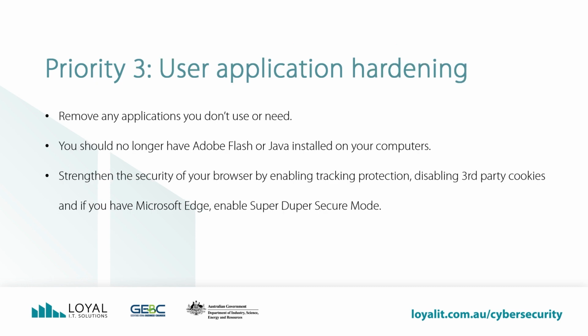Priority 3. User application hardening. Hardening your web browser is another free and easy method to increase your security and privacy online. Remove Adobe Flash and Java from computers where not required. Java may be required, but it still should not be enabled in your browser. The good thing is, most modern web browsers do not support Flash or Java anymore, which is a positive step forward. Don't forget, you can also enable super duper secure mode if you're using Microsoft Edge.